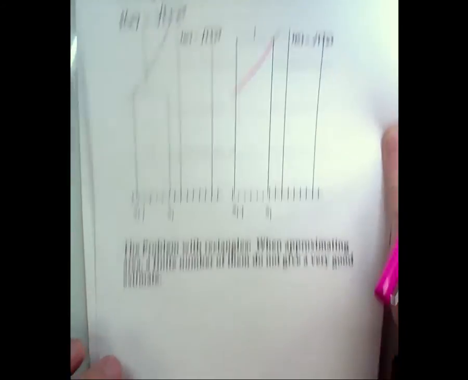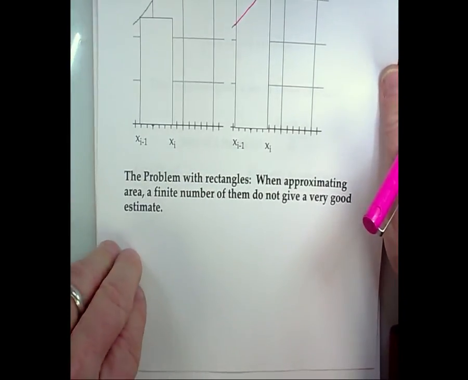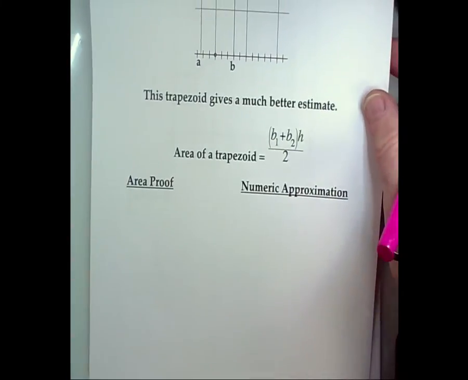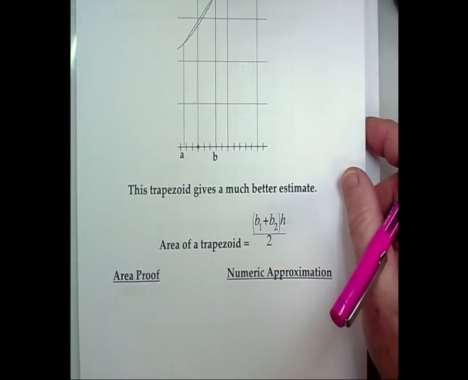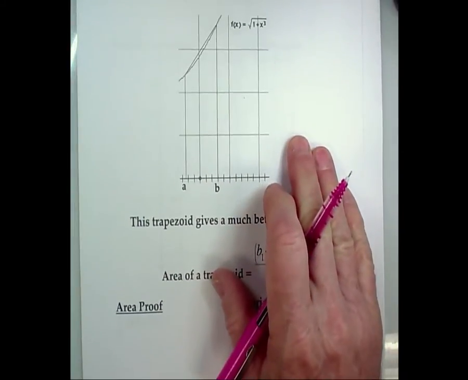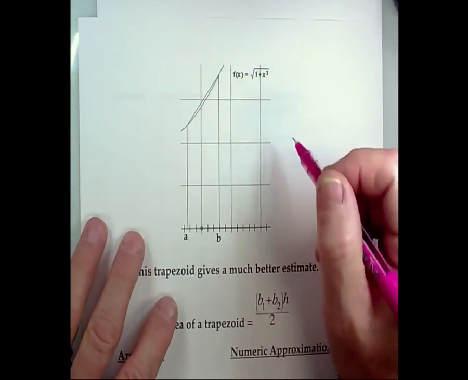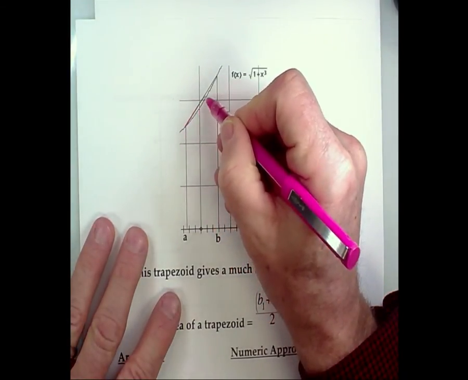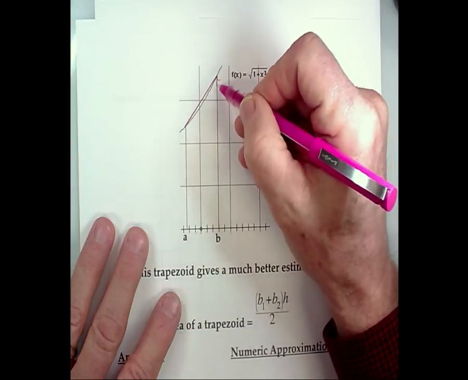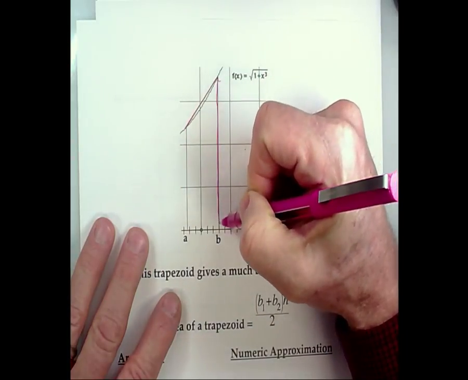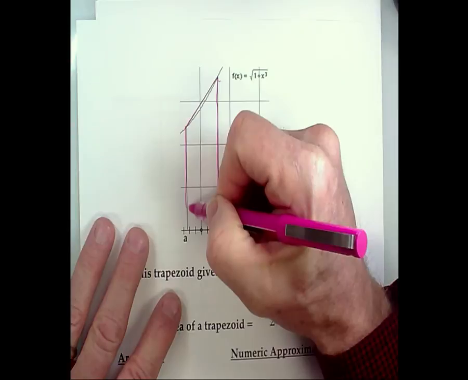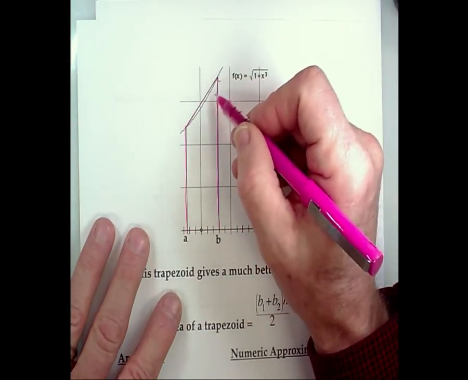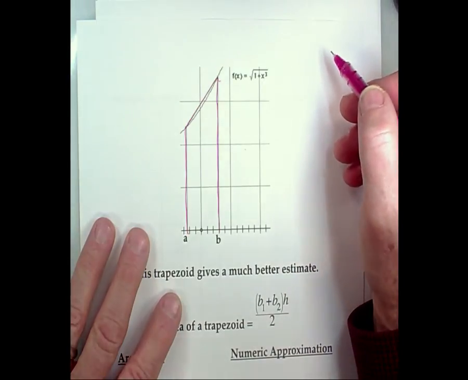Okay, problem with rectangles, they're not perfect. If you only have a few of them, they do not give a very good estimate. So we're going to come up with a different shape. And it's a trapezoid. And I try to draw this trapezoid. You can see right here. Here's the trapezoid. It's an overestimate, but the space isn't as much as it was on the rectangle. Do you see that?